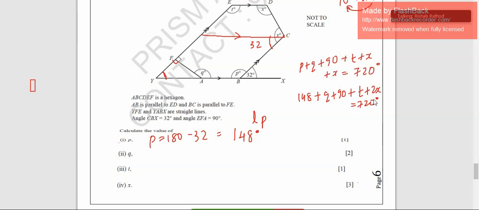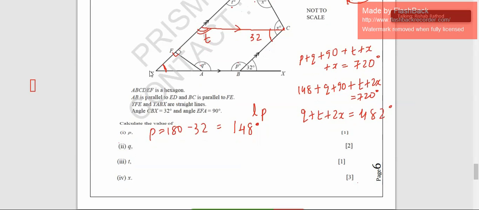Shift all the variables that side. Shift all the constants that side. So you get Q plus T plus 2X is equal to 482. Okay. This line and this line is parallel. Correct. So P, this will be 180 minus P.